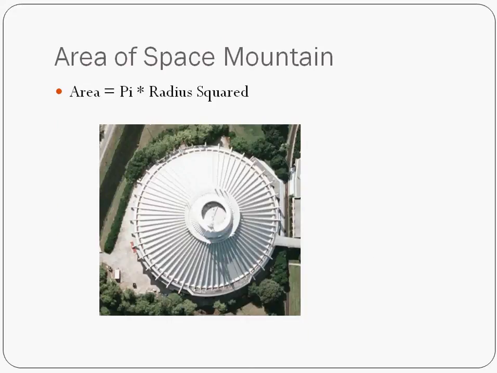So the first thing we need to do is make sure that we know what the area formula is to find the area of a circle, which, as we know, is pi times radius squared. The radius using Google Earth came up to be 148.03 feet.